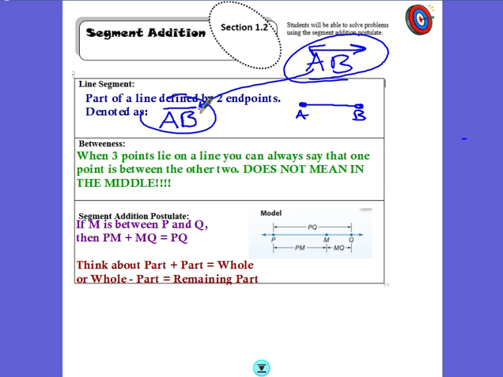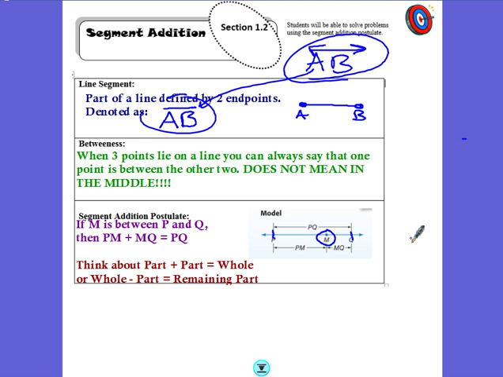The word betweenness means that if you have 3 points that lie on a line, you can always say that one point is between the other two. Saying that something is between something does not necessarily mean that it is in the middle. For example, if we look at this line segment down here, we have segment PQ where point M is between P and Q. It's not necessarily directly in the middle. Does that mean it can't be in the middle? No. Points can be in the middle. But if I say between, it just means that it's somewhere between those 2 points.